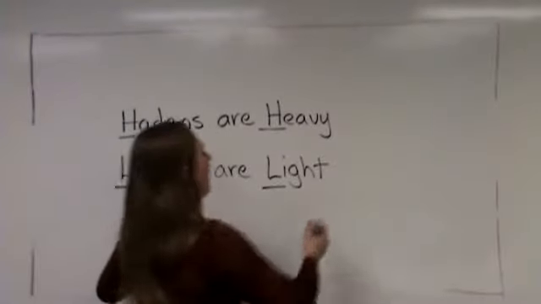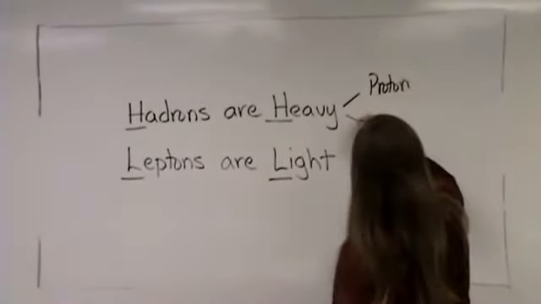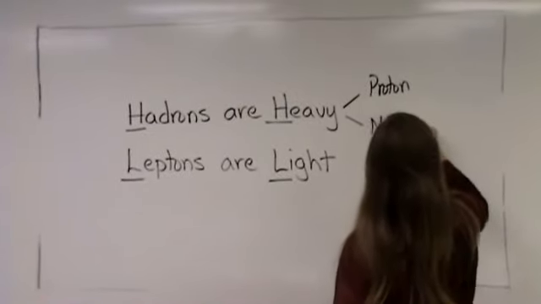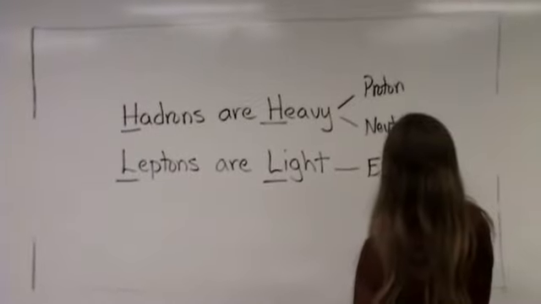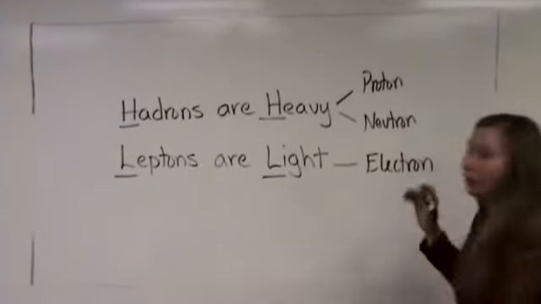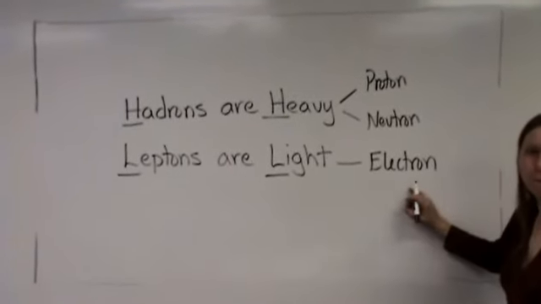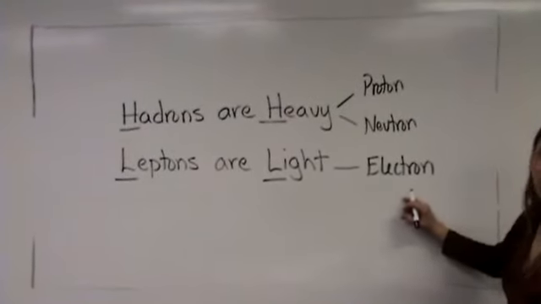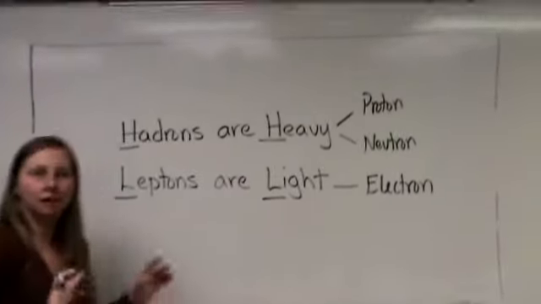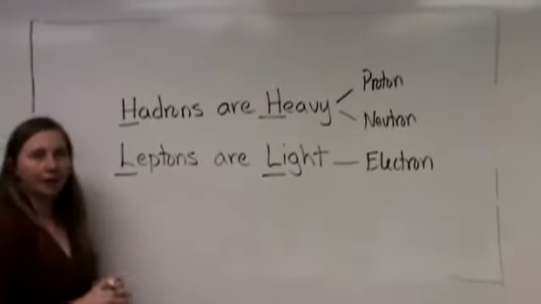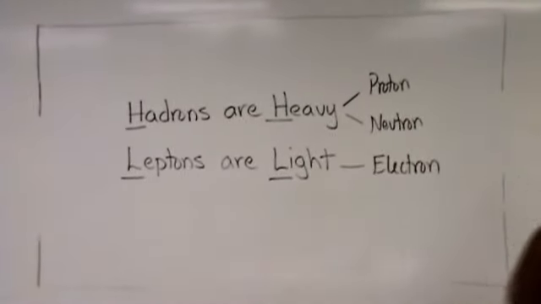Some examples of hadrons would be the proton and the neutron. A good example of a lepton would be the electron. And you know that protons and neutrons are both much, much heavier than electrons. So again, in general, hadrons are heavy, leptons are light. Keep that in mind. That is not shown on the chart directly.